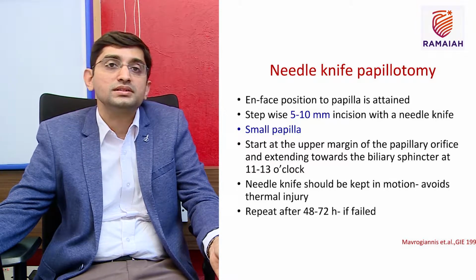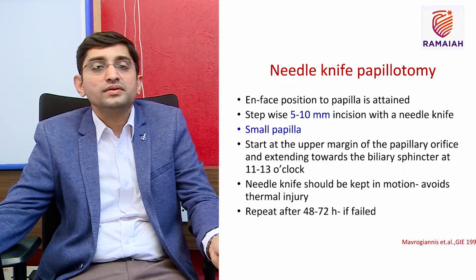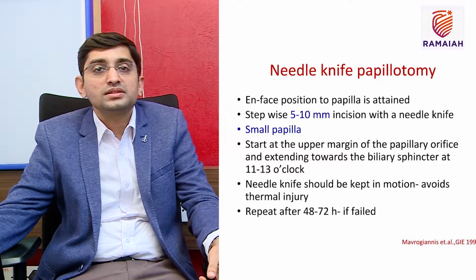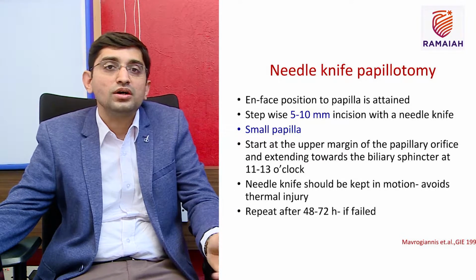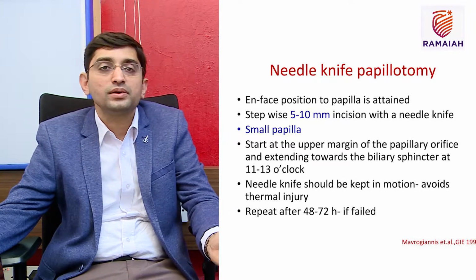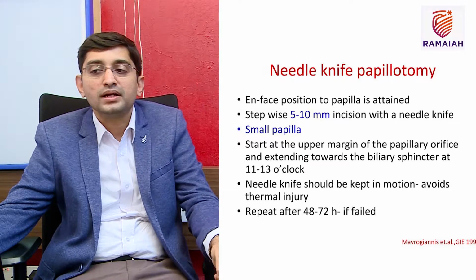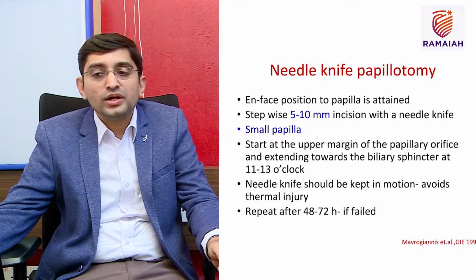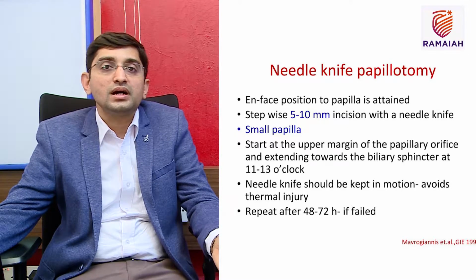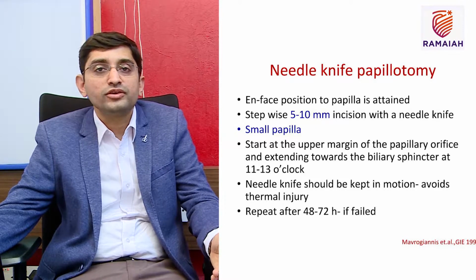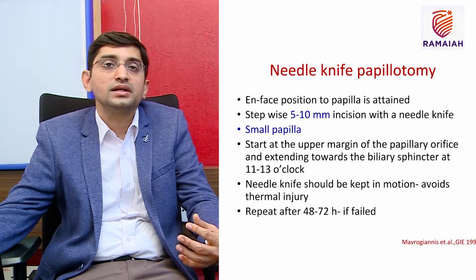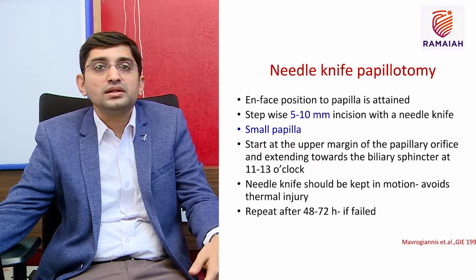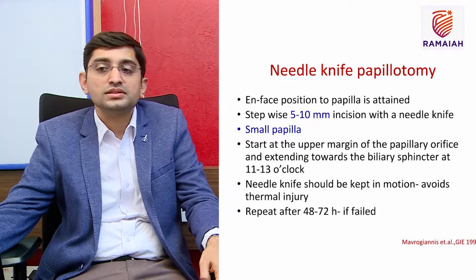It is always advantageous when the papilla is very small. We can start at the upper end of the papillary orifice, and then direct our needle knife towards the 11 o'clock position or 1 o'clock position, depending upon whether we want the biliary or the pancreatic duct. The needle knife should always be kept in motion, and it avoids thermal injury. We can always repeat after 48 or 72 hours if it failed, because there can be a chance of a little edema setting in, or a little bleeding setting in. So we can always reattempt the needle knife sphincterotomy after 48 or 72 hours.